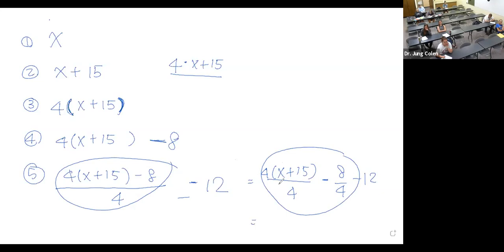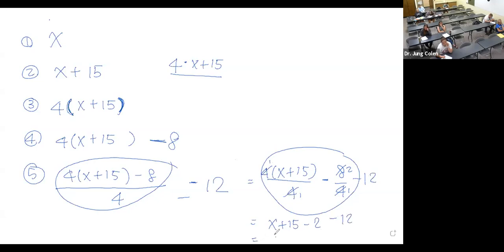Now we can see that both have 4 there, so we can divide numerator and denominator by 4. We have 1 here, 1 here. And same thing here, divide 8 by 4, you get 2. Divide 4 by 4, you get 1. So this whole thing is what? 1 over 1 is 1. 1 times x plus 15 is x plus 15. And this one? Minus 2. And we still have minus 12.